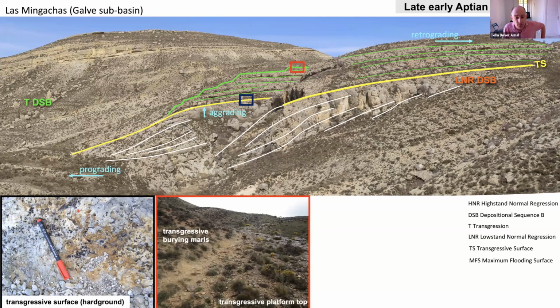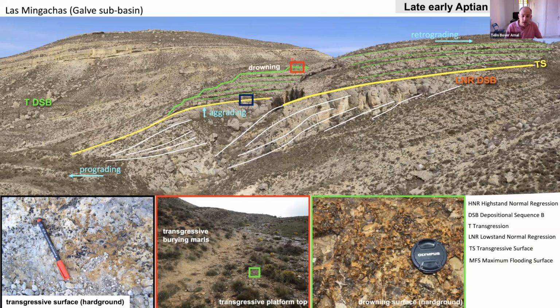At the top of this transgressive platform top facies, there is the drowning. This is the top of the platform. These are the transgressive basinal marls above, and we have a close-up view of this drowning surface. It is also a hardground with a ferruginous crust and encrusting oysters and borings made by lithophagid bivalves. Here is where we place the maximum flooding surface, at the downlap surface of the next highstand platform carbonates with rudists and corals of depositional sequence B.